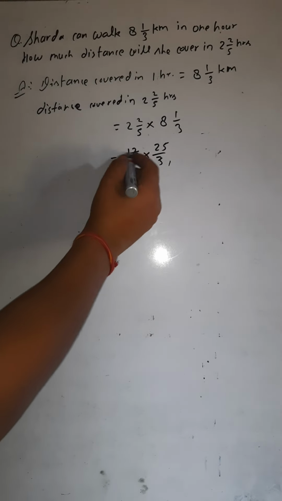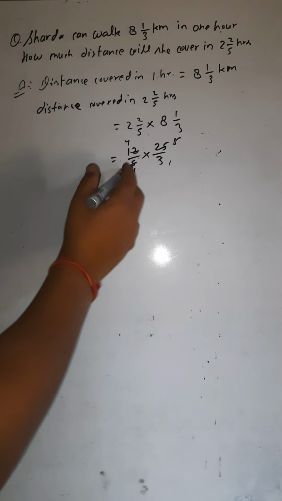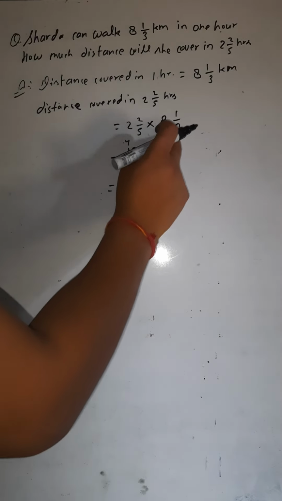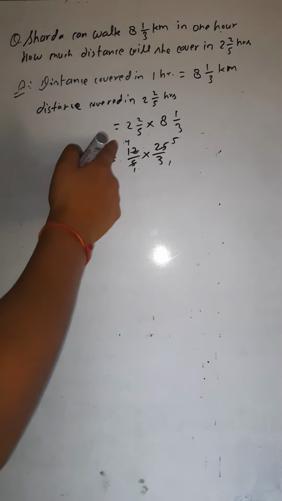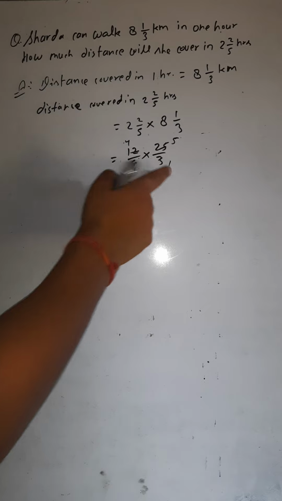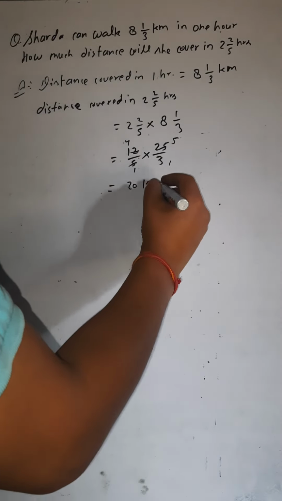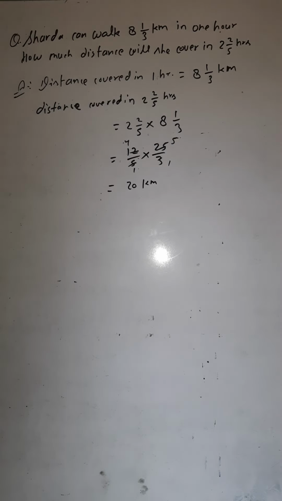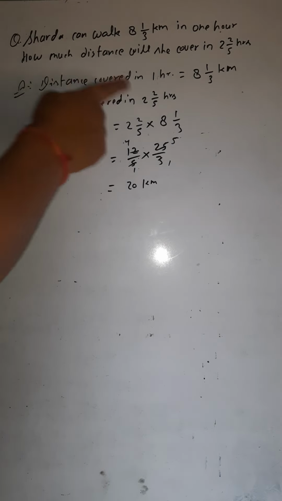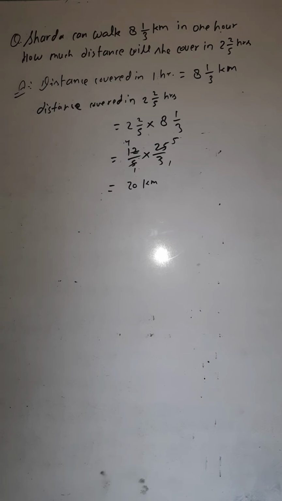3 1s are 3, 3 4s are 12. Here also 5 1s are 5 and 5 5s are 25. So answer will be 4 5s, 4 multiply 5, 4 5s are how much? 20 divided by 1, 1 to 1, you can leave it. Okay, so answer is 20 kilometer. Means the Sarda is covering 20 kilometers in 2 whole 2 by 5 hours. Okay, just note it down.